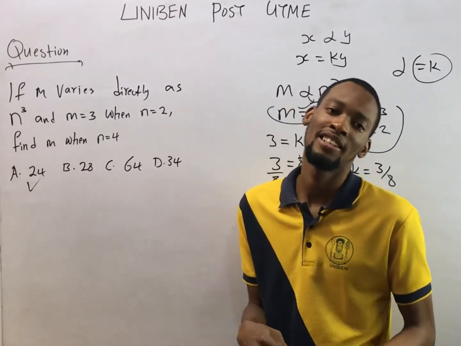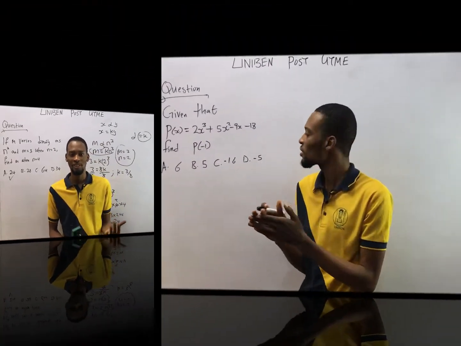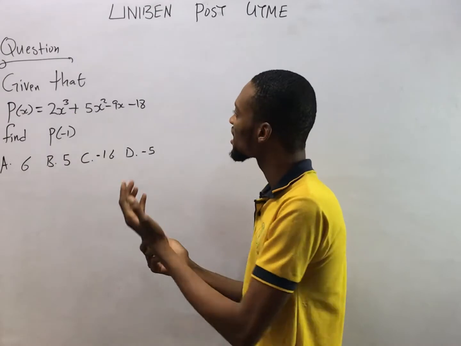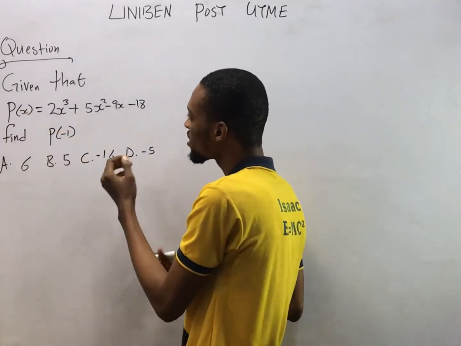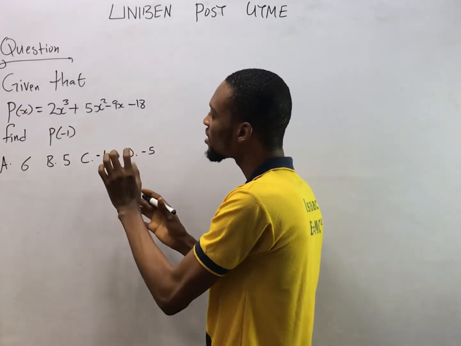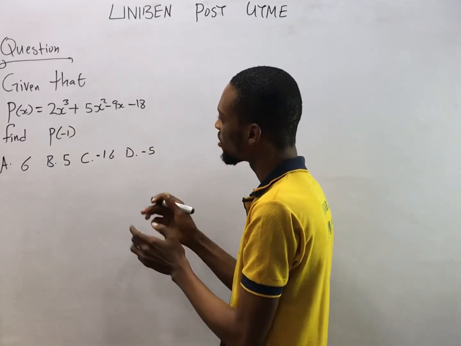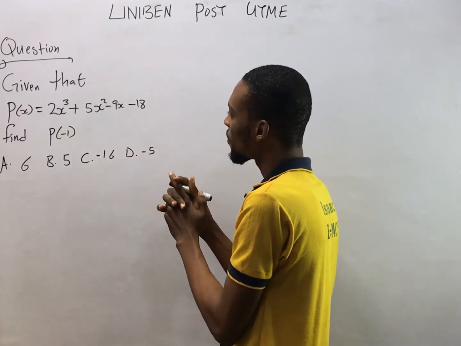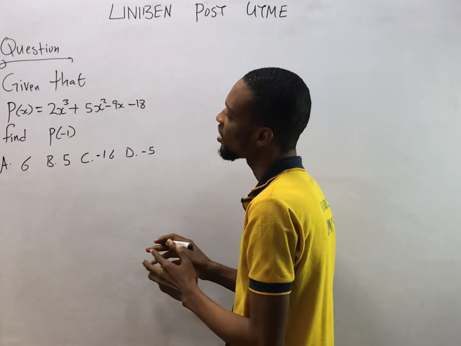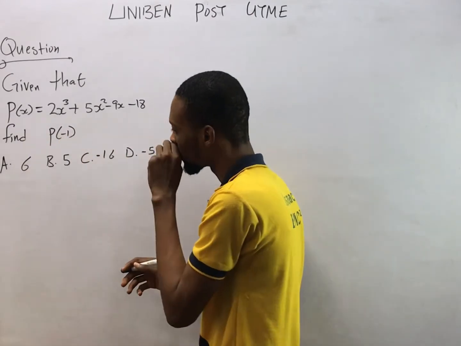That's your answer. Amazing, right? Now take a look at this question. Given that P of s is equal to 2s raised to the power of 3 plus 5s squared minus 9s minus 18, find P of minus 1.